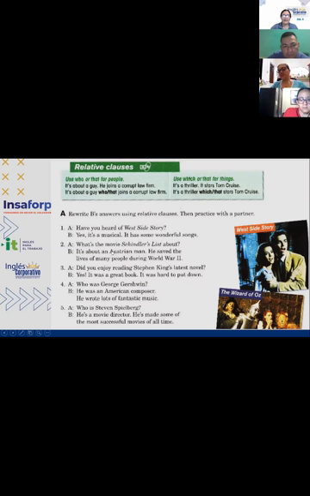All right, so here you have very short conversations. There's a question and there are two sentences for an answer. What we have to do is join these two sentences with a relative clause. Have you heard of West Side Story? Yes, it is a musical.